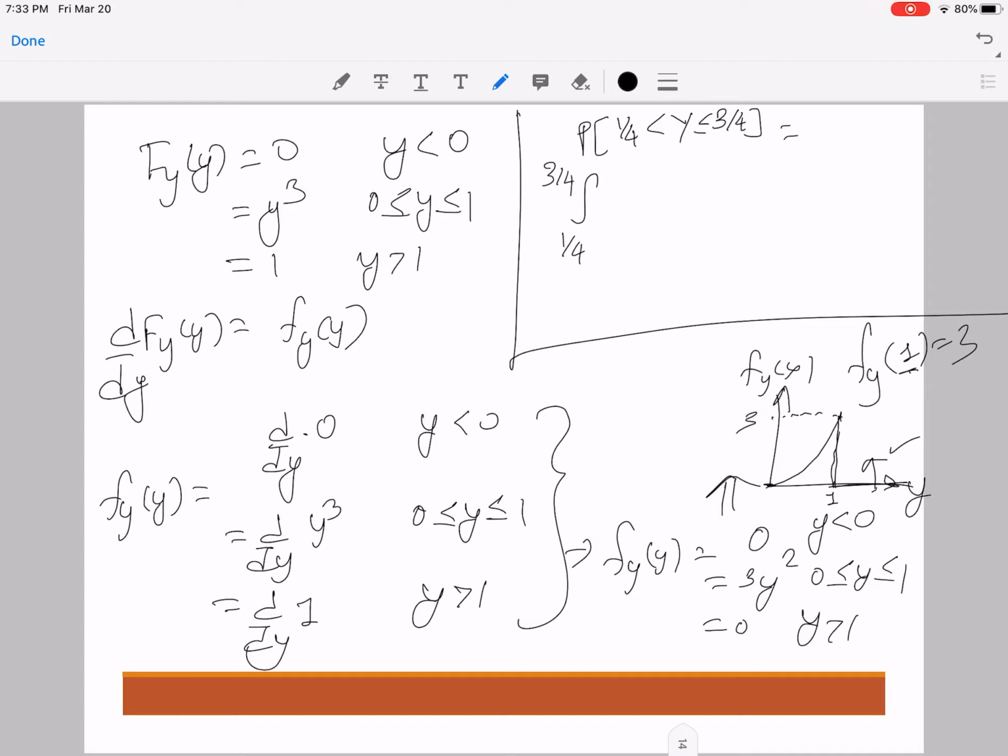Now I have to see which part of the PDF I need to use. So the PDF is 3y squared between 0 to 1. The limits 1/4 to 3/4 belong to this particular interval. So I'm going to use 3y squared as my function for the PDF. So when I integrate this, I get y cubed, and the limits are 1/4 to 3/4. And therefore, I get 3/4 cubed minus 1/4 cubed as the probability.